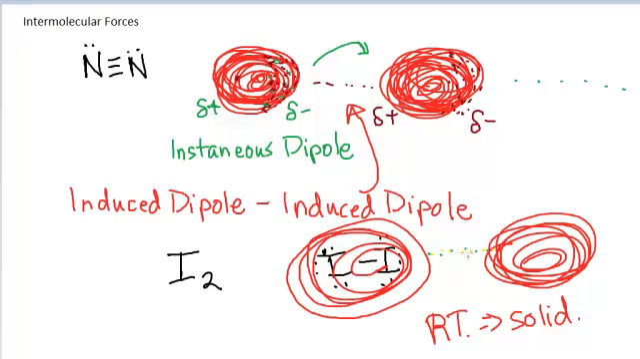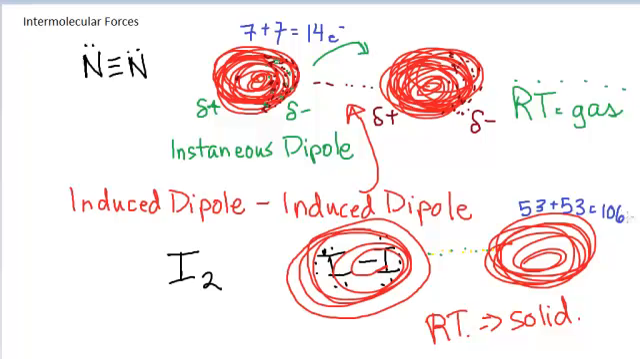So what's the difference between nitrogen and iodine? Why is N2 a gas at room temperature? And why is I2 a solid at room temperature? It has to do with the number of electrons. If we look at a periodic table, each nitrogen has 7 total electrons, and so a nitrogen molecule would have 14 electrons. If we look at the periodic table, iodine has 53 electrons, so an I2 molecule is going to have 106 electrons. There are way more electrons in this cloud around the I2 nuclei.